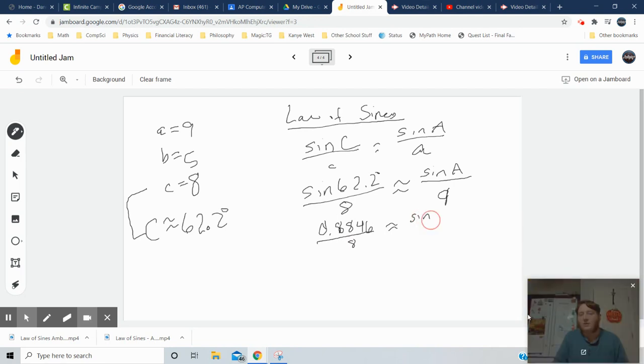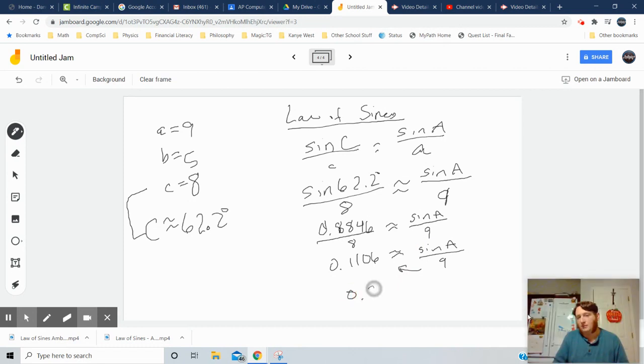as sine of the angle we don't know is to 9. And so we divide that decimal by 8, and we get approximately 0.1106. And we multiply the 9 over, and we get 0.9952 for sine of A.